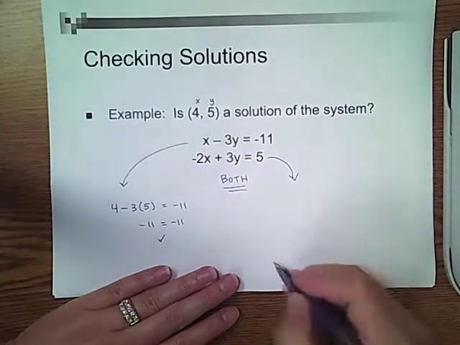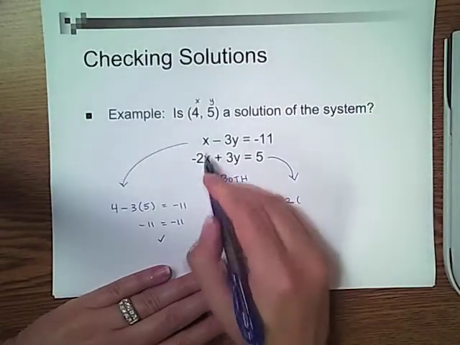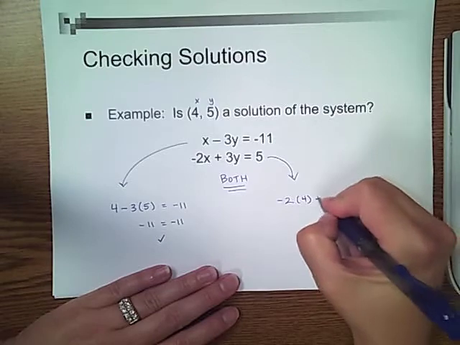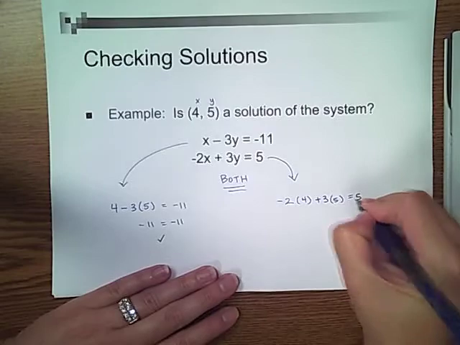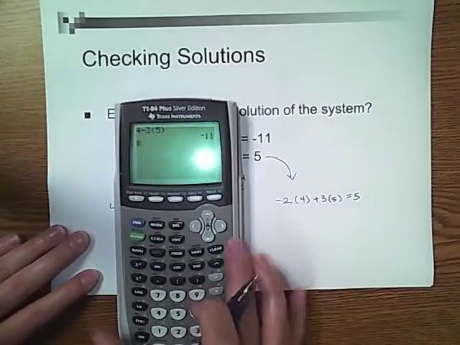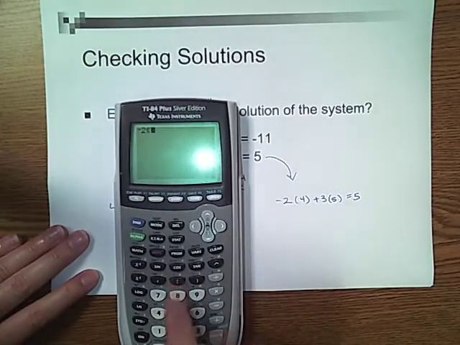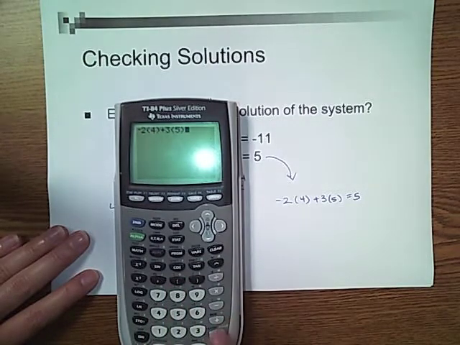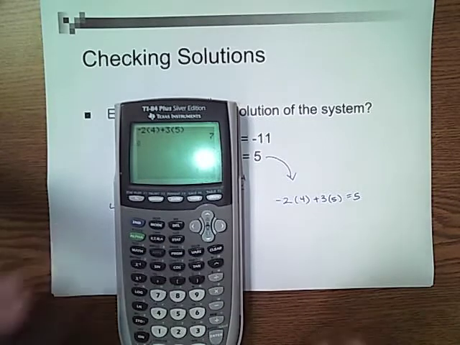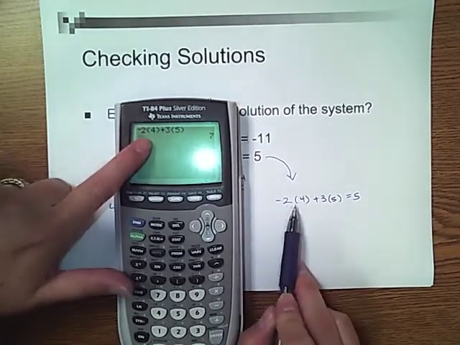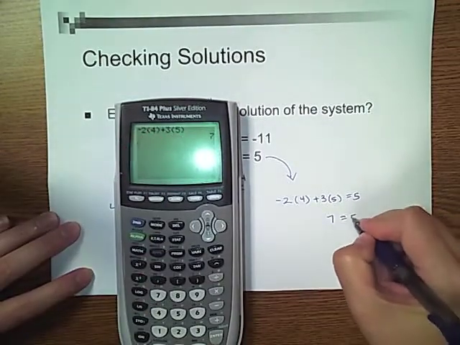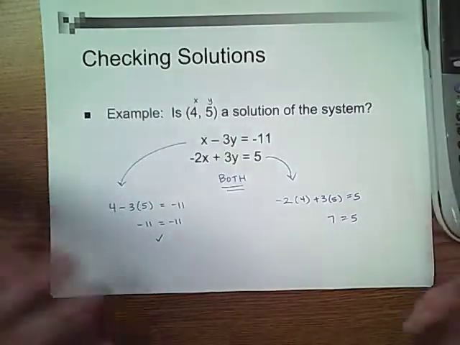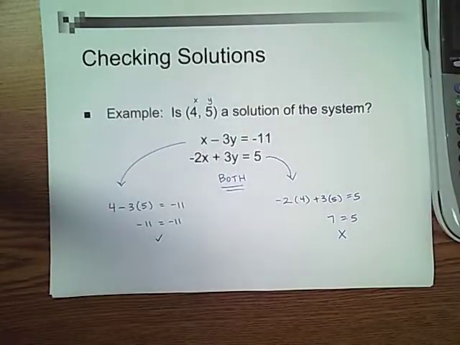All right, so now we'll try this one. Negative 2, and again, I'm going to plug in 4 for x, plus 3, and I'm going to plug in 5 for y, equals 5. And we hope that that will come out to be true. So we're going to test it again. All right, so negative 2 parentheses 4 plus 3 parentheses 5. Okay, and I'm going to hit enter. And I got 7. Okay, so I'm just going to double check and make sure I typed it in right. Negative 2, 4 plus 3 parentheses 5. Okay, so I got 7 equals 5. Right, well, that is not a true statement. So it did not work for that second equation.